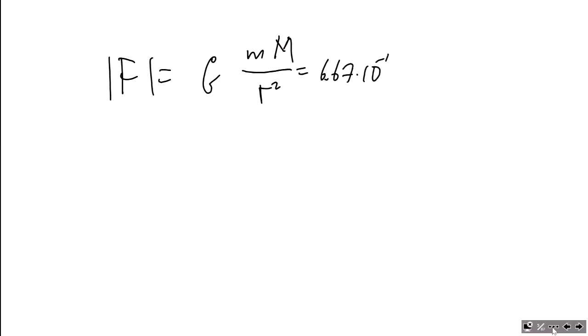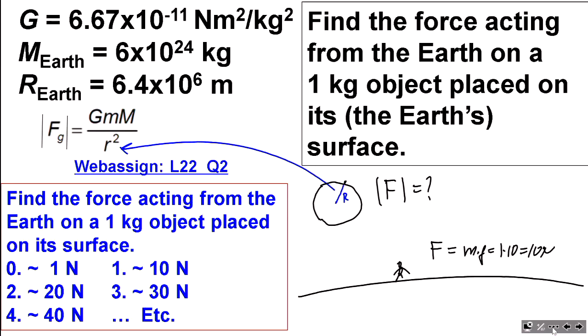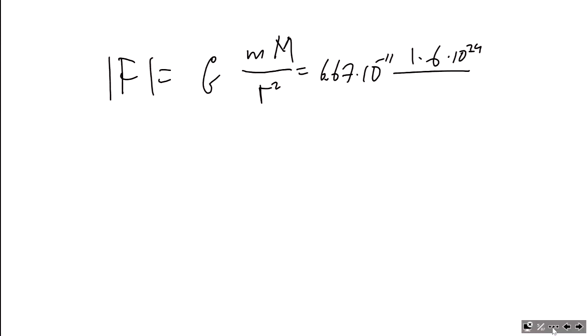6.67 times 10 to the negative 11, 1 kilogram, about 6 times 10 to the 24, and the radius, about 6 times 10 to the 6th, 6.4 times 10 to the 6th. What do we do with this number? Very important mathematical symbol: parentheses, because we have to indicate what we want to square. We have to square the whole number, not just 10 to the 6th.